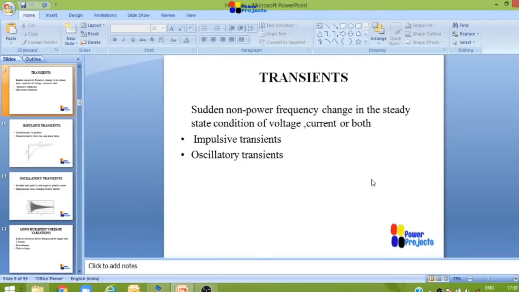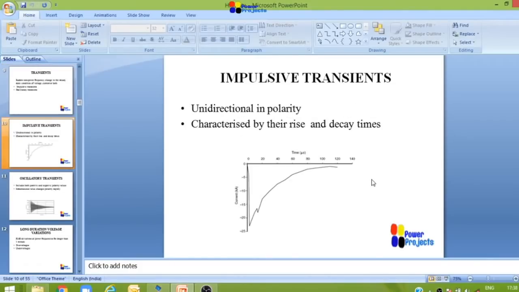Coming to transients, transients are nothing but a sudden change in the steady state condition of voltage or current or both. It may be an impulsive transient or an oscillatory transient, as I told earlier. Impulsive transients are unidirectional in polarity, and they are characterized by their rise and decay times.